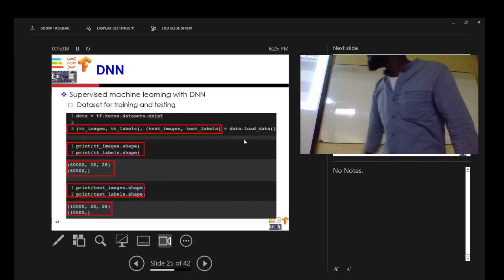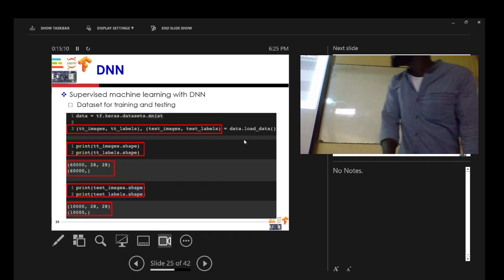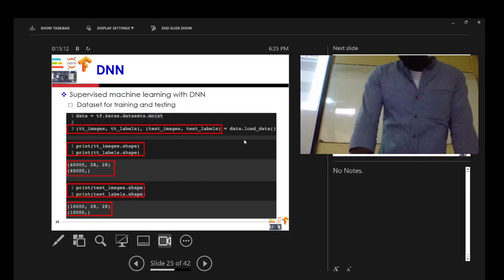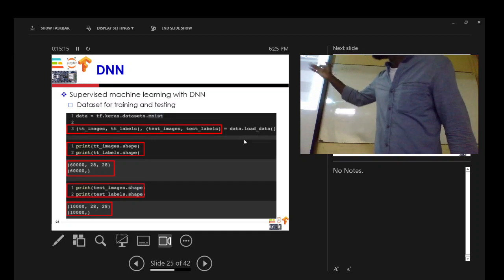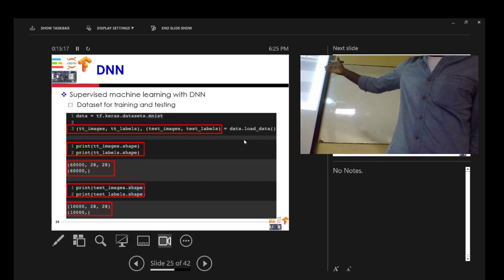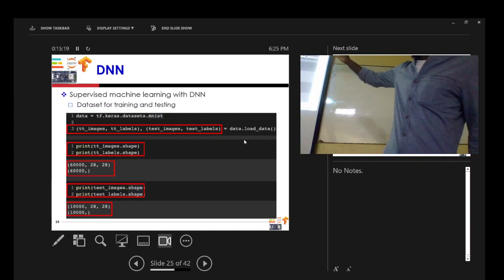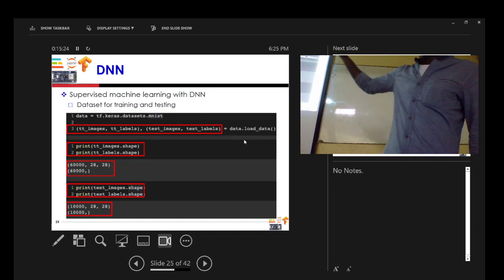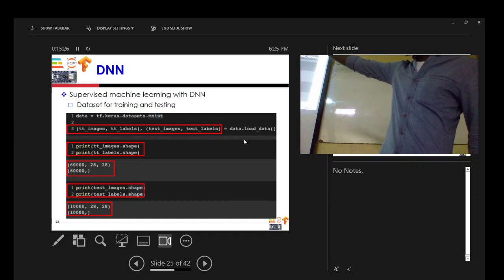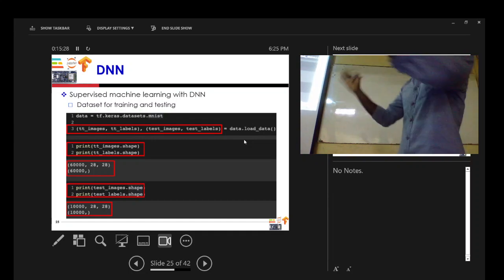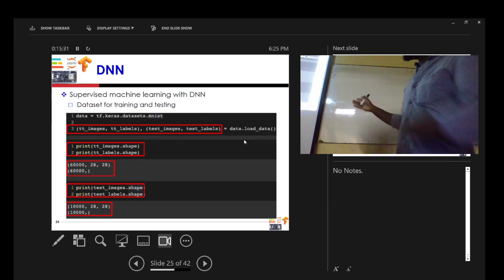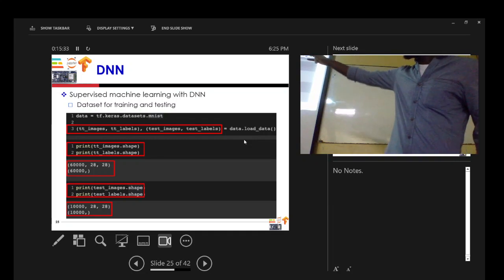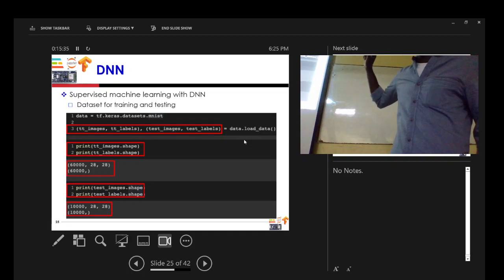Okay, so this is part of the code. Should I go through this? All I explain is in this code. The data is still the MNIST data set. You use it to load your MNIST images into train images and test images. So you have train images and test images, right? You print your train images and you see that there are 60,000 of them, and then you print your test images and there are 10,000 of them.